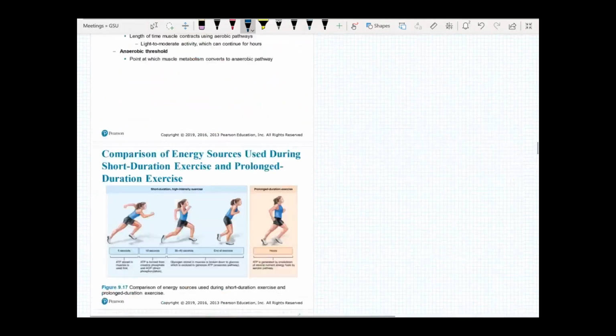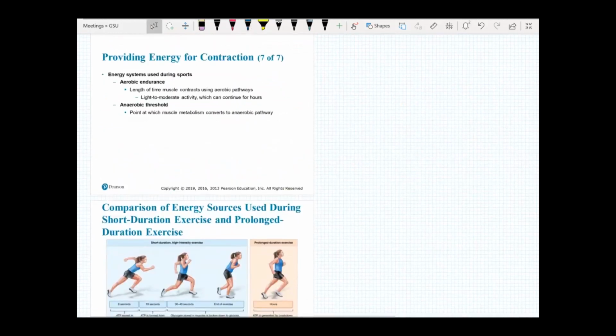Okay, so you've heard about aerobic and anaerobic exercise, just kind of how that works during sports. Aerobic endurance is the length of time that the muscle can contract while we're doing an aerobic activity. Basically, this is light to moderate activity. You're increasing your demand. You're doing normal everyday activities. You can kind of keep going.